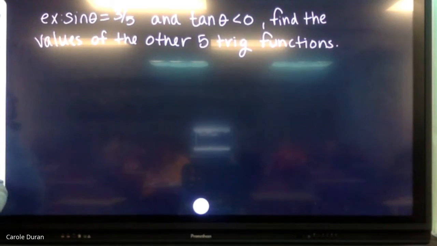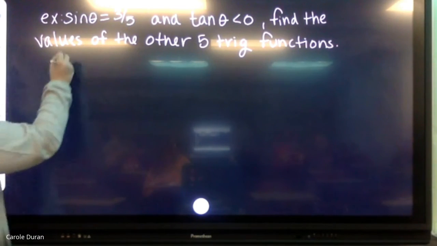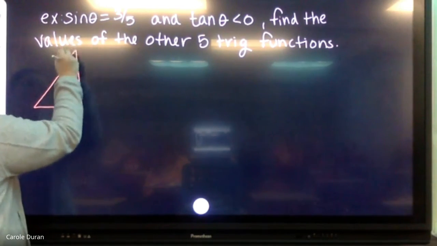Okay, so this specific problem says, knowing that sine is equal to 3/5 and tangent is less than 0, which means it's negative, find the values of the other 5 trig functions. So this one is clearly not a unit circle problem because I don't have a whole number sine, which means I'm probably going to think about this in terms of a right triangle. That might be the easiest here. So I'm going to go ahead and draw that right triangle.